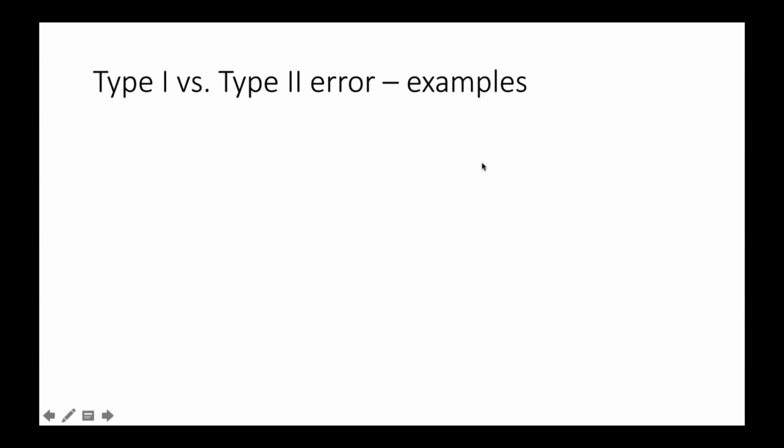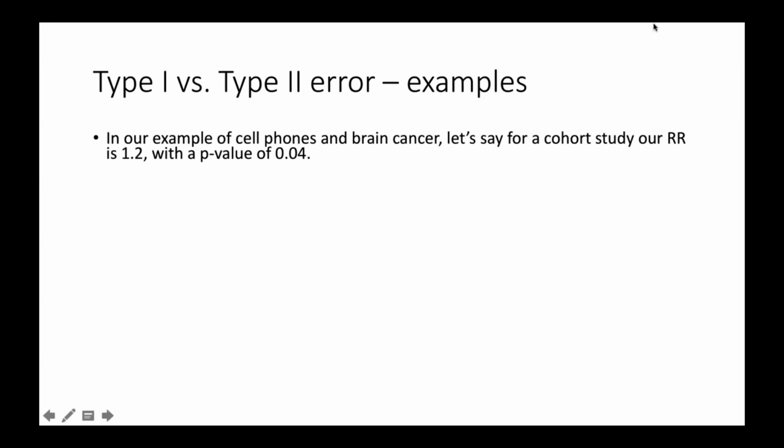Okay, so let's talk about some examples, because I think a lot of this, again, in going to questions and stuff like that, you just need to see it in multiple different ways. So let's say that in our example of cell phones and brain cancer, for a cohort study, our relative risk is 1.2 and our p-value is 0.04.